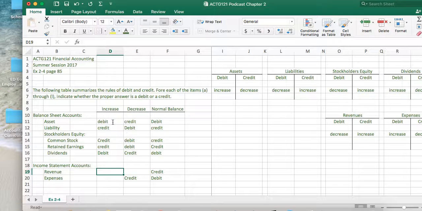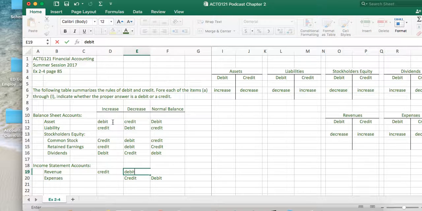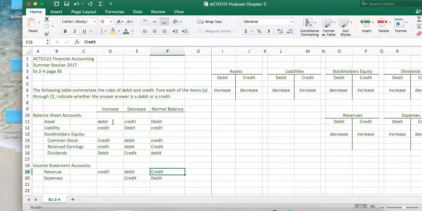So now we have revenue and expenses. Revenue will increase with a credit and decrease with a debit, making its normal balance a credit. Expenses will increase with a debit and decrease with a credit, therefore its normal balance is a debit. Okay, so there you have it: how do these accounts increase and decrease, and what is their normal balance?